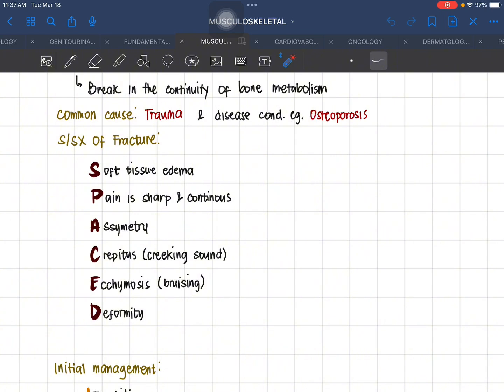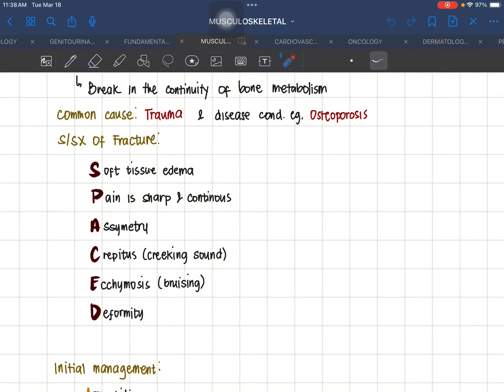Next is crepitus, o ang tinatawag sa NCLEX ay creaking sound. So, ayun. Next is ecchymosis o bruising. And then lastly, deformity. So, para mas madali siyang tandaan, meron tayong tinatawag na SPACED.